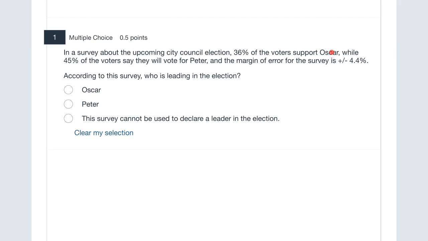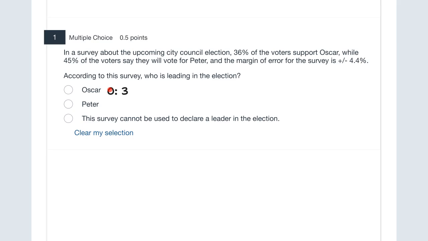Number one, in a survey about an upcoming election, 36% of the voters support Oscar, while 45% say they'll vote for Peter. And the margin of error for the survey is plus or minus 4.4%. According to the survey, who is leading? Now, in order to be able to use this survey to determine who is leading, we need to check to see if there is or is not a statistical tie. So we start by finding the support bands for Oscar.